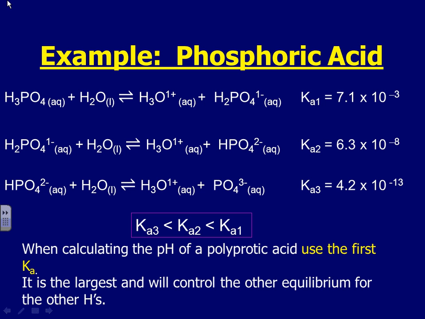Now that's not to say we can't calculate things like the concentration of HPO4 minus in the solution. We actually can do that. We could even extend it down into the concentration of PO4 3 minus. We actually can calculate those concentrations. But when it comes to pH and that H3O plus, we are only worried about the first one, and we're only worried about Ka1.